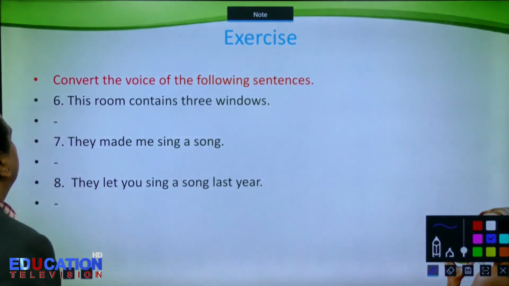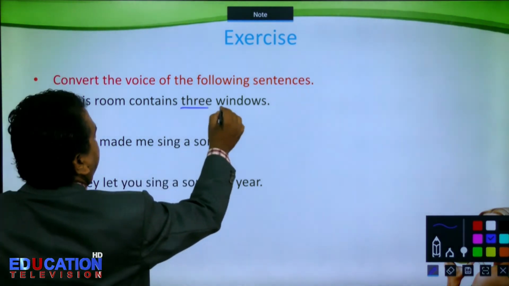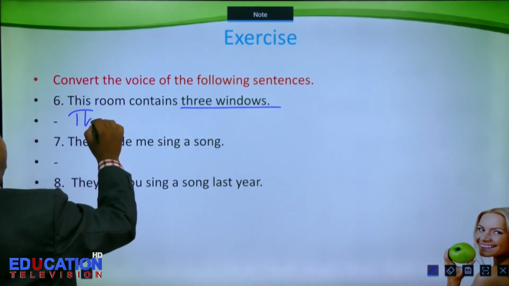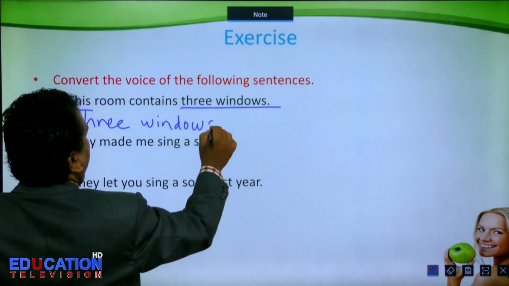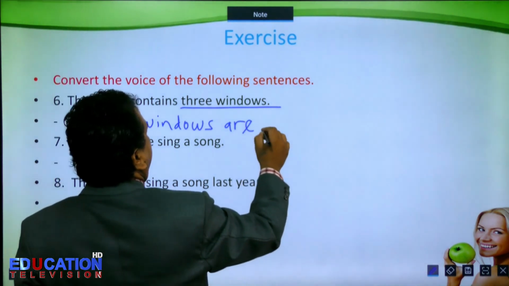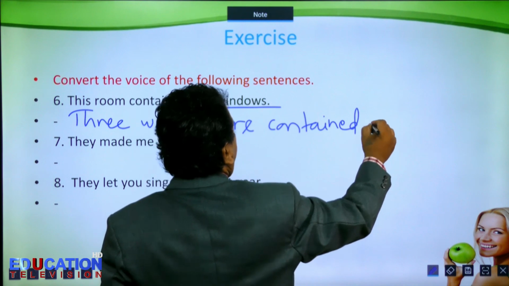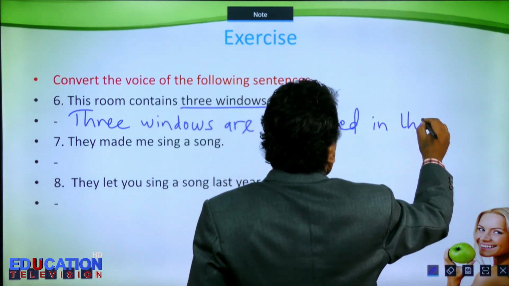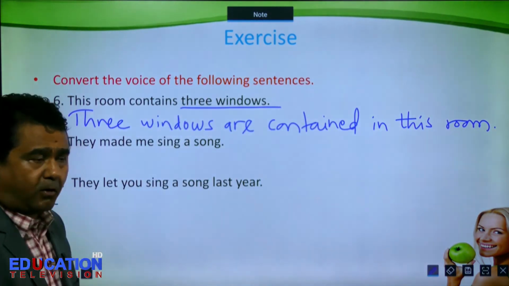Okay. This room contains 3 windows. 3 windows are contained, not by this room, in this room. It's not that you should always use by in the passive form.